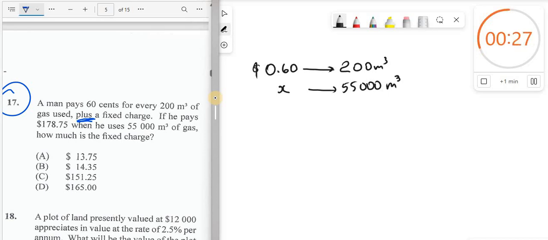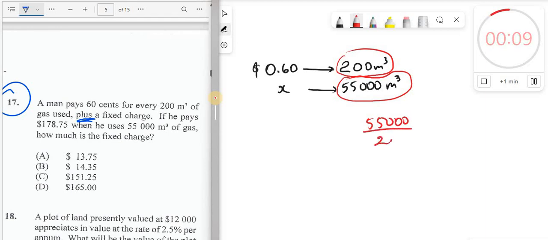Now, guys, let's figure out how many 200 meter cube can enter into the 55,000 meter cube. How many of it? And for every 200 meter cube that enters it, he pays 60 cents. So we're going to say 55,000 divided by 200 times the 60 cents. And 60 cents is really 60%, so I can even write that.